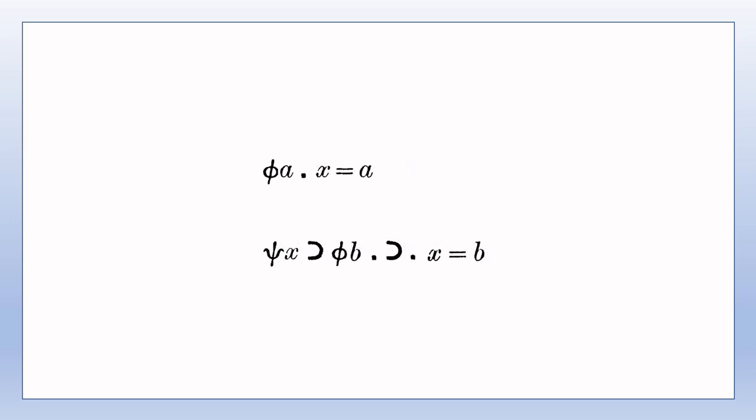However, if we have the propositions the logical product of phi a and x equals a, and psi x implies phi b implies x equals b, then since phi is a fixed function, the variable a in the first assertion can be identified with the b of the second assertion, since a and b must be of the same type. Then since the proposition x equals a can only be significant when x and a are of the same type, then x must be of the same type as a, and since a is of the same type as b, then x must be of the same type as b, and thus the x which appears in each of the propositions can be identified.